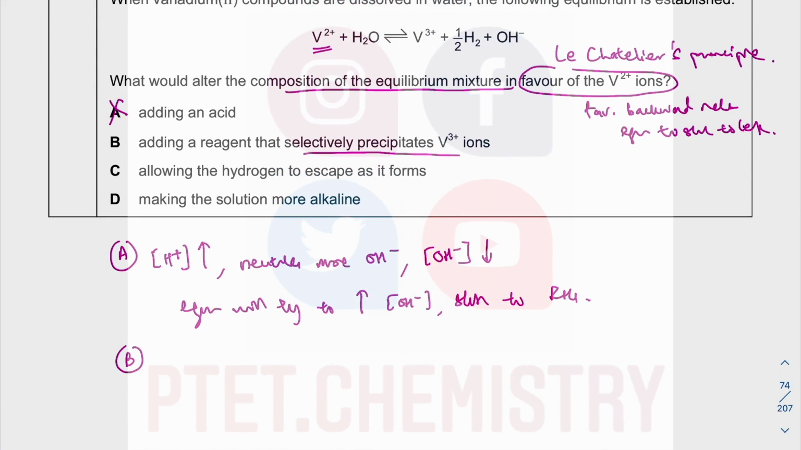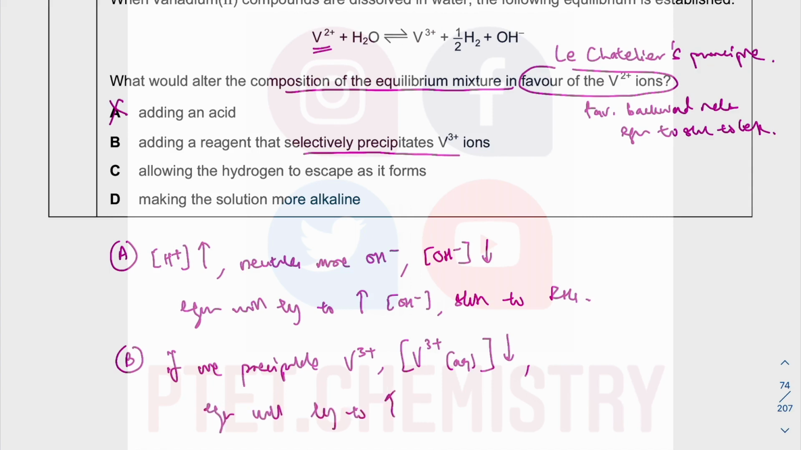If you precipitate V3 plus, that means V3 plus aqueous concentration will go down because it will come out as a solid. It will precipitate out. That means it is no longer aqueous. That means the concentration of the V3 plus aqueous will decrease. You see? So when you decrease this concentration, what will the equilibrium do? Equilibrium will try to increase the concentration of V3 plus, again, it will shift to the right hand side. So B is not what you want.